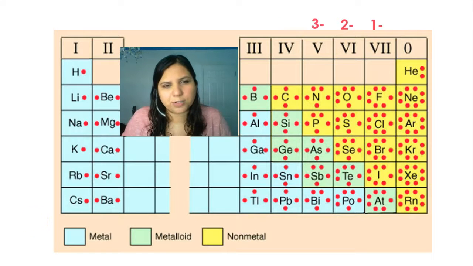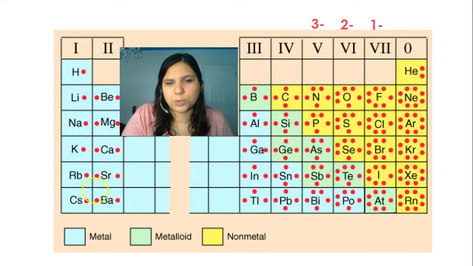For 4A, we usually say that they can lose 4 or gain 4. Most of the time, when we're talking about carbon and silicon, those tend to form covalent bonds, and then you've got some metals, so we're going to just say N/A.